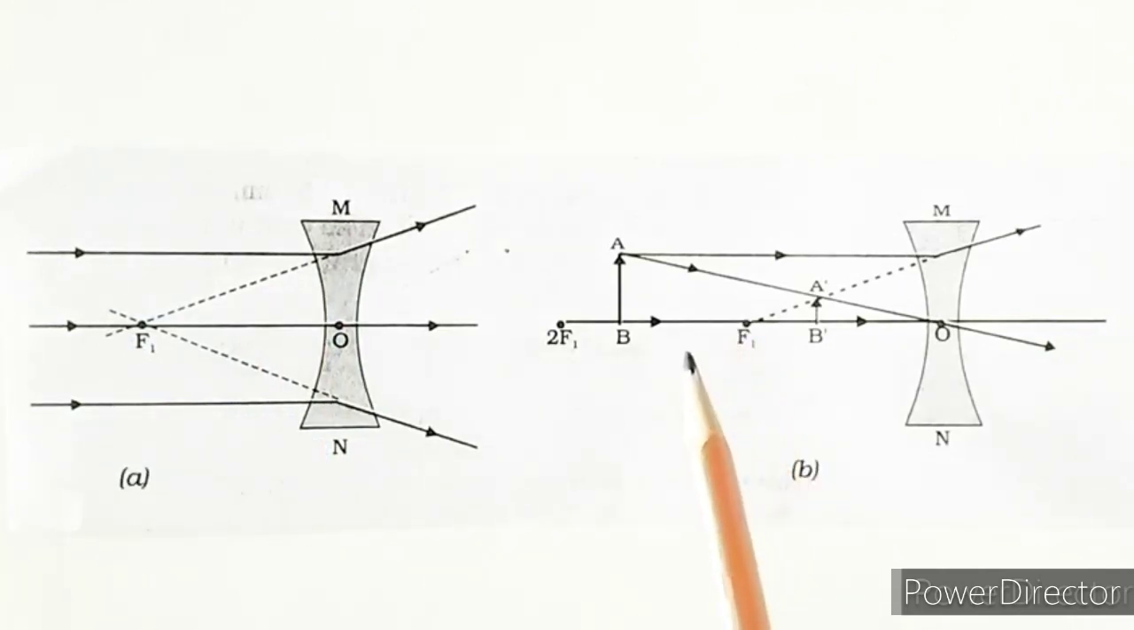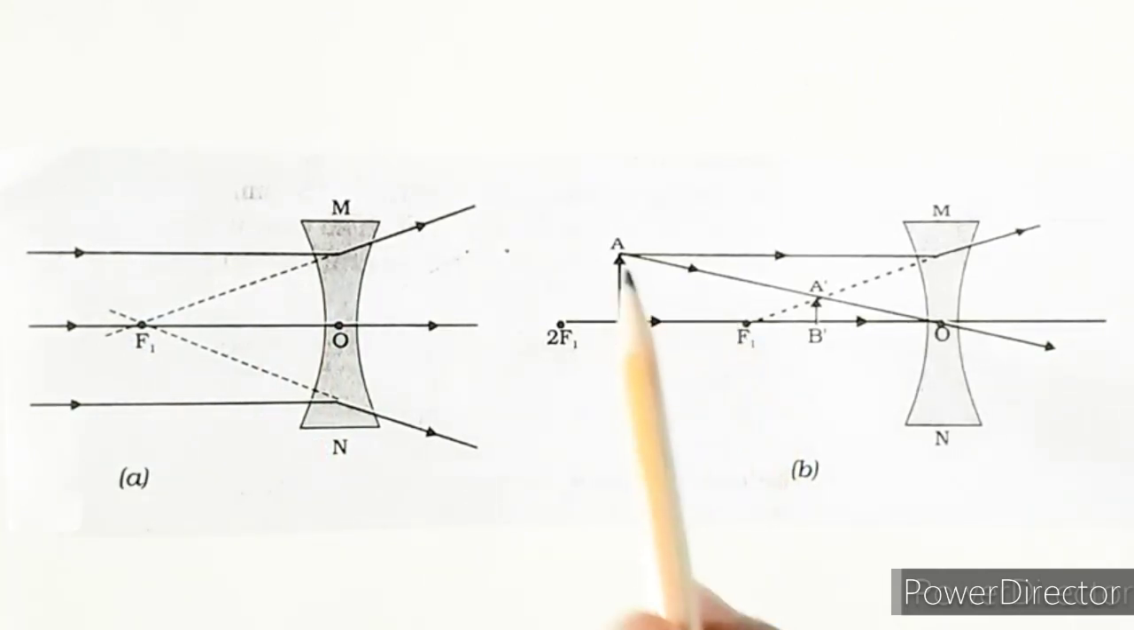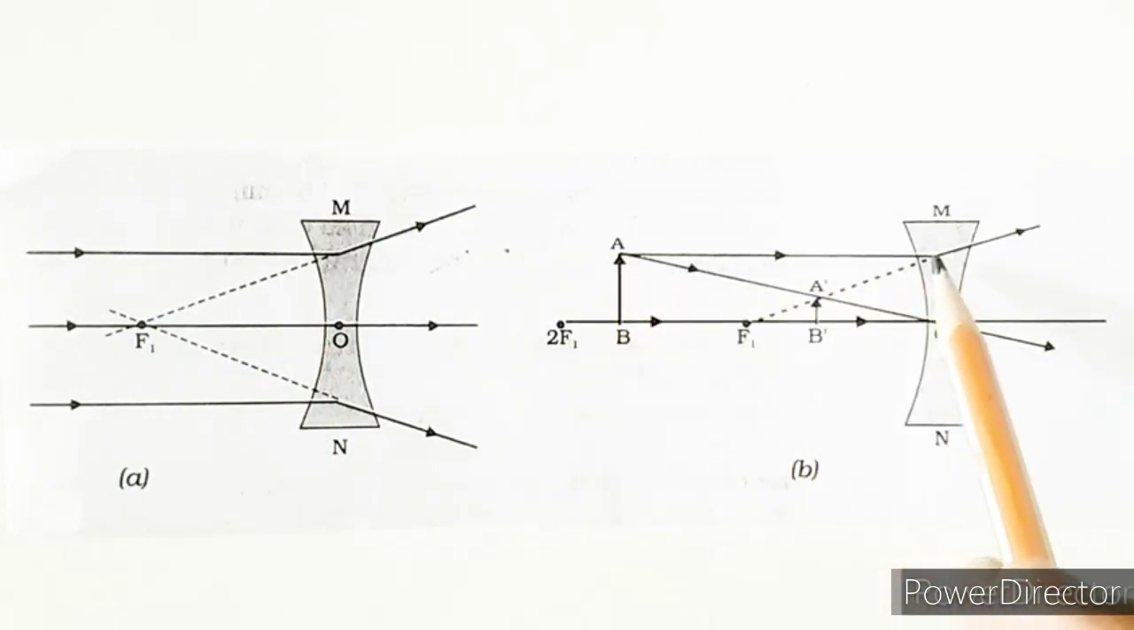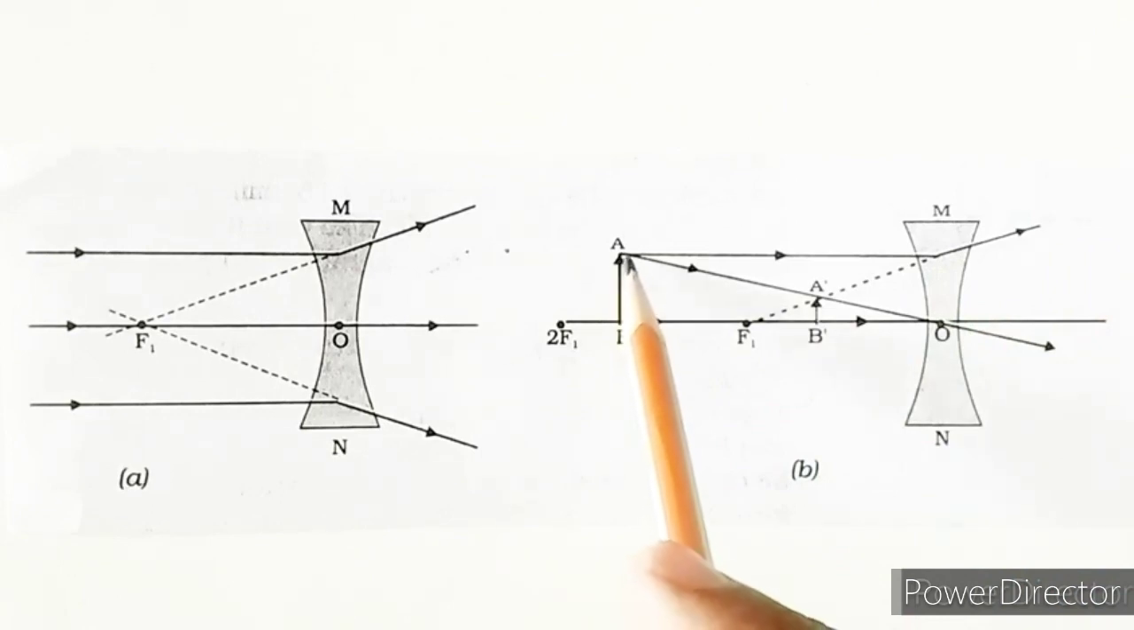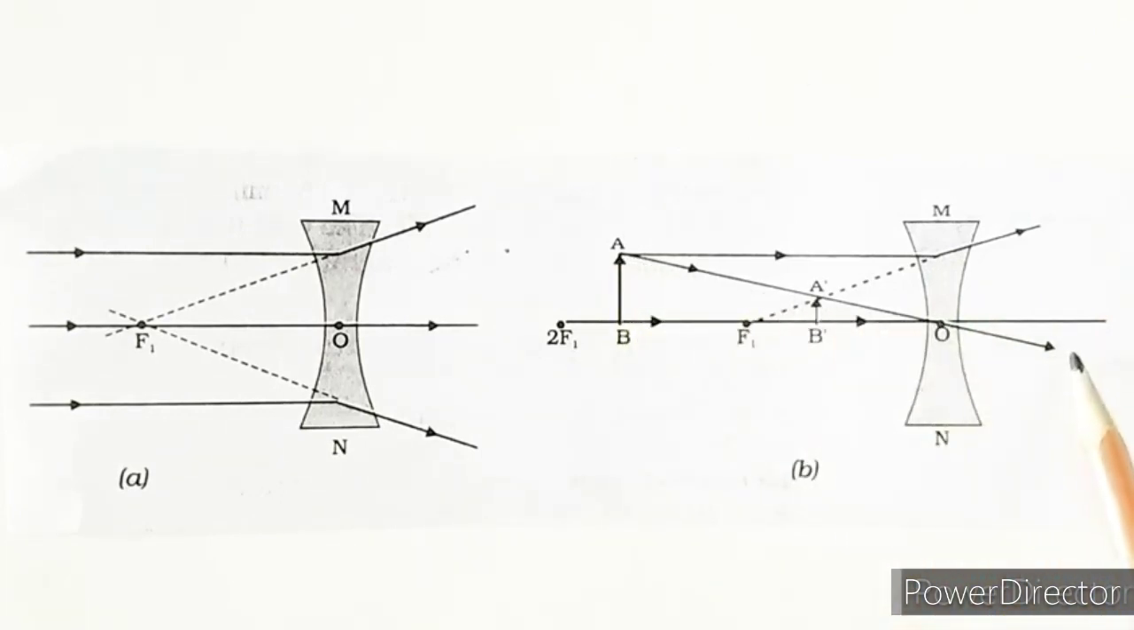And the second is between 2F1 and F1. The ray of light parallel to the principal axis, after refraction will diverge, and the one passing through the optical center, so they both appear to meet here. So the image is formed on the same side between optical center and F1. Only 2 positions for the concave lenses.